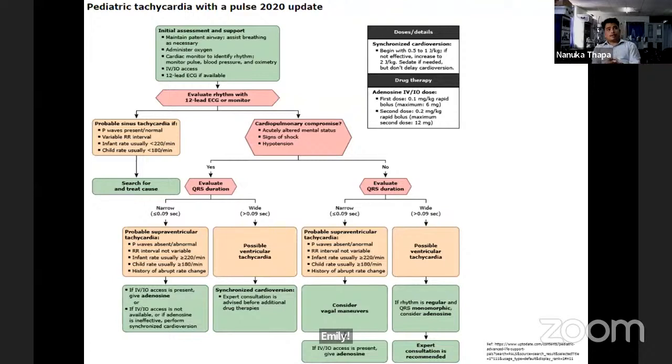Then next is pediatric tachycardia management. Here also it is similar to the bradycardia algorithm. We have to assess the ECG on the monitor. Either we have to print out an ECG or keep monitoring on the monitor. Then we have to see what kind of tachyarrhythmia it is, whether it is sinus tachyarrhythmia or non-sinus tachyarrhythmia. And the other parameters also have to be assessed accordingly.